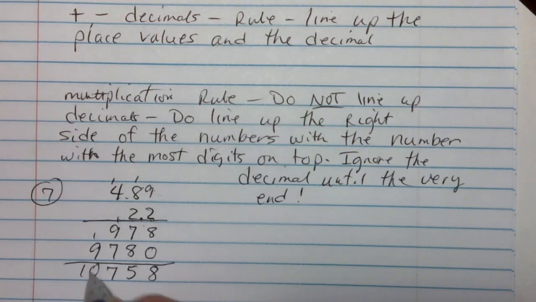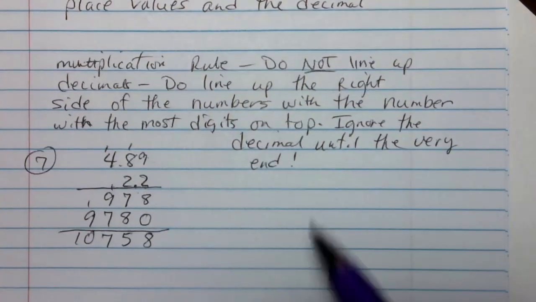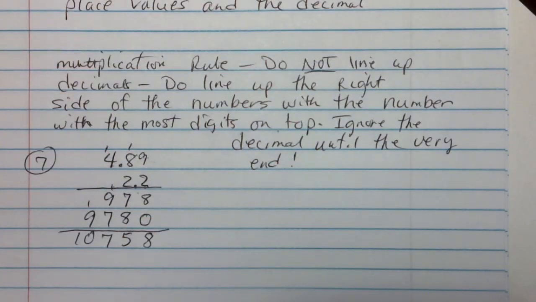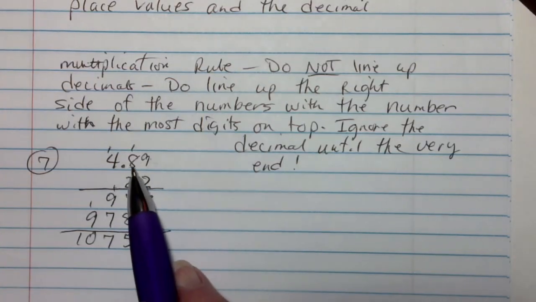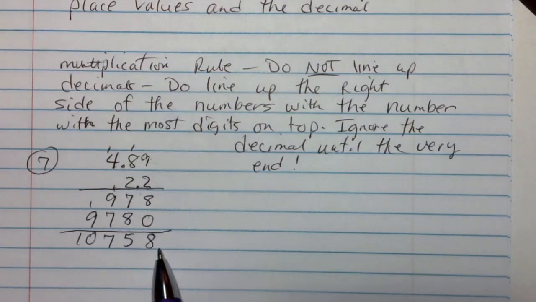Now then, here's the big deal. I've got a decimal point in there somewhere, and I have to figure out where it goes. So I'm going to count the number of digits to the right of the decimal in both of those factors. So there's 1, 2 here, there's 1 here, so I have a total of 3. 1, 2, 3. I'm going to get at the back of this number and move over 3 places. 1, 2, 3. So my decimal goes right there.